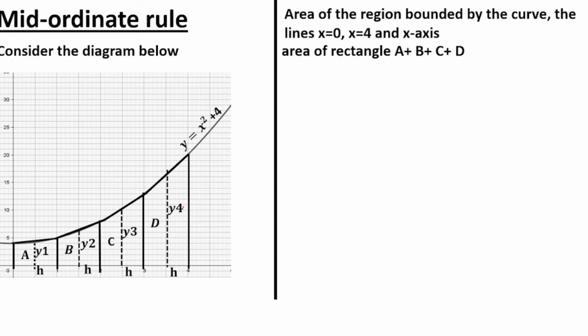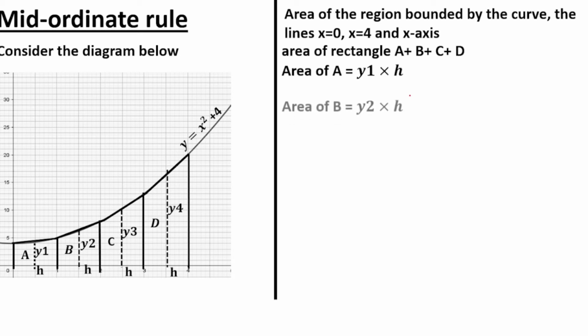So area of rectangle A plus area of rectangle B plus area of rectangle C plus area of rectangle D will therefore be equal to the area under the curve that we are using as our case study. The area of a rectangle is always equal to length times width. In this case, the length is Y1 and the width is H. So that becomes Y1 times H.